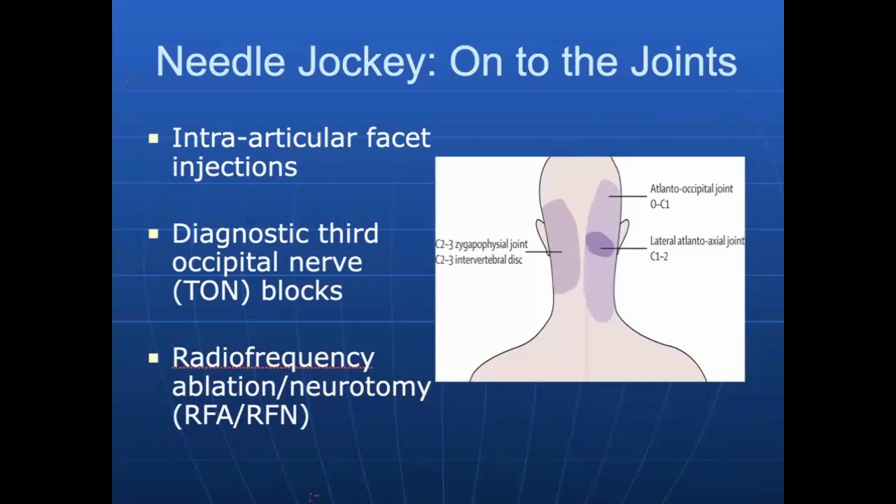If you're able to successfully prove that, then you can ultimately consider a procedure called a radiofrequency ablation or radiofrequency neurotomy. That's where you're basically cauterizing the nerve to the joint to try and get the headaches to go away. And for some people, that is the most definitive procedure you can do to get these headaches to go away.